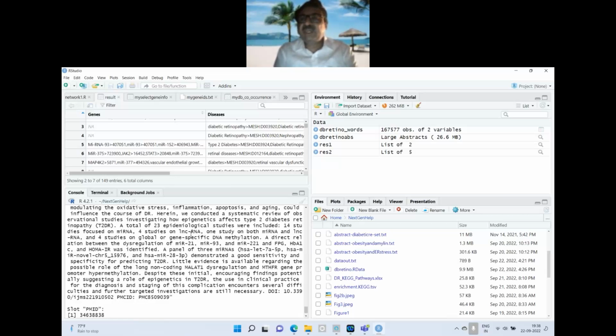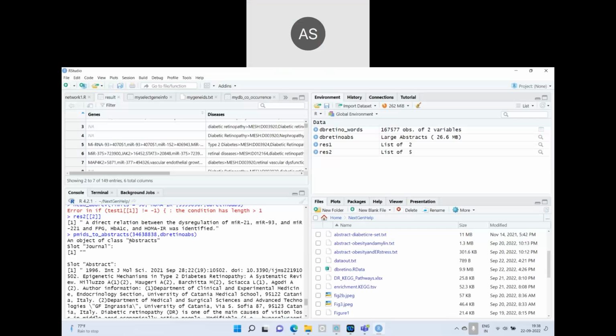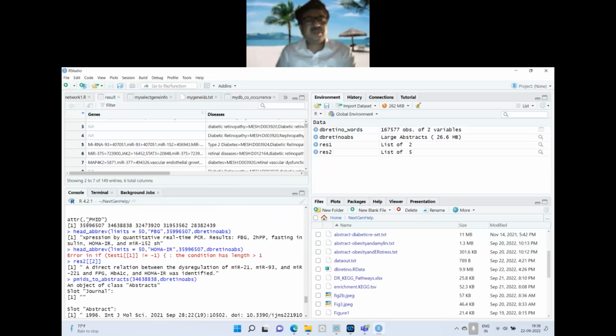So this way we can keep going. Sir, can you show the above command if possible? Yes, this one. Now this PMID, where did I get it? I got it from here, from the previous group.